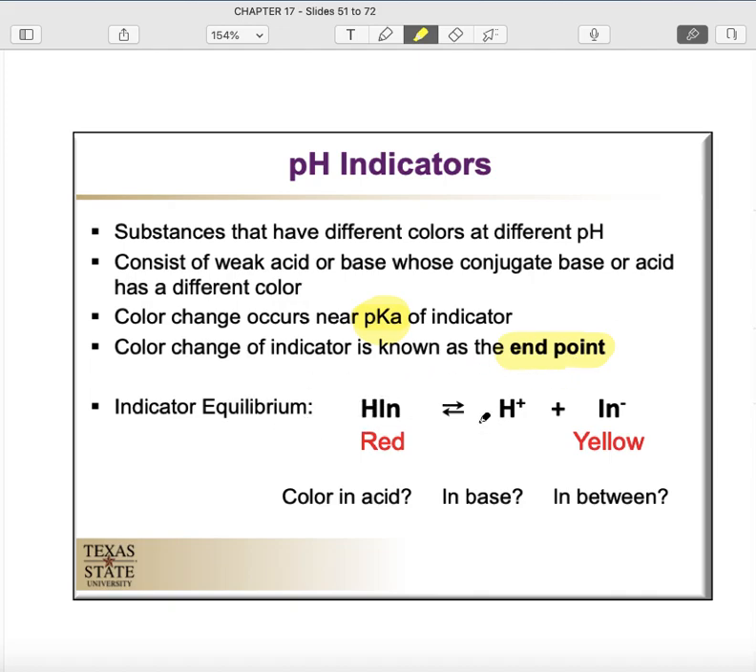Now, the reaction right here is showing the equilibrium of the indicator in its acidic form and then in its basic form on the right, once it actually has donated a proton. In its acidic form, the indicator is actually red. And in the basic form, the indicator in this particular case is actually yellow. What color do you think that it would be in between, in the pH where it's changing between its acidic form and its basic form? Well, of course, it would be the color in between red and yellow, which is orange.